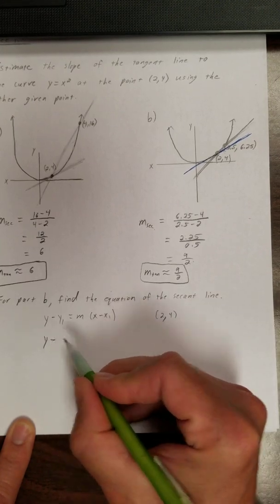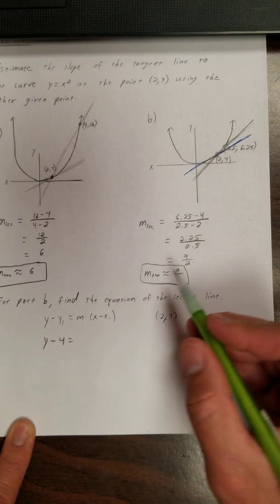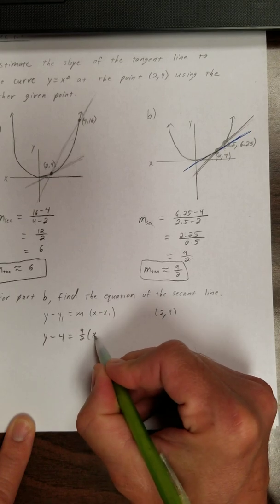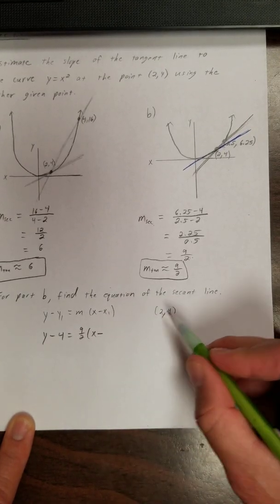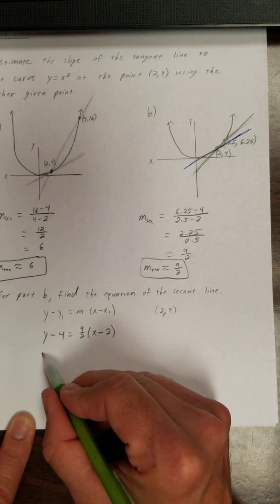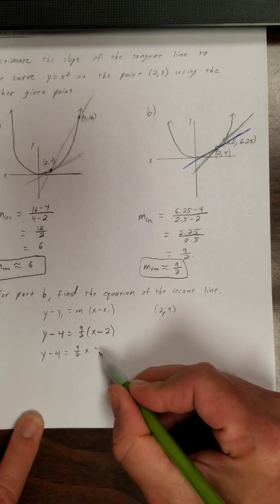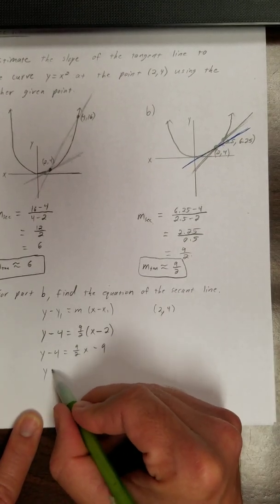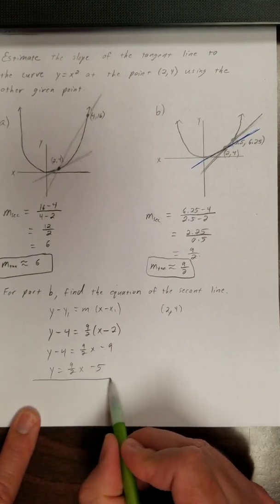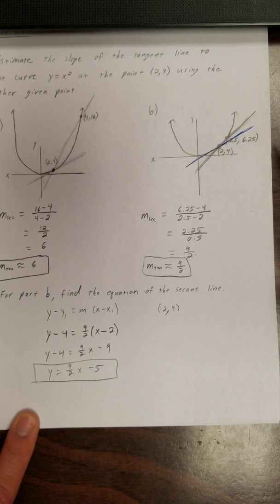And we'll have y minus a y coordinate of 4 is equal to m. What was the slope of my secant line? 9/2 times x minus my x coordinate, which is 2. And we'll go ahead and clean that up. y minus 4 is equal to 9/2 x minus 9. So y is equal to 9/2 x minus 5. Now what is this? This is the equation of the secant line.